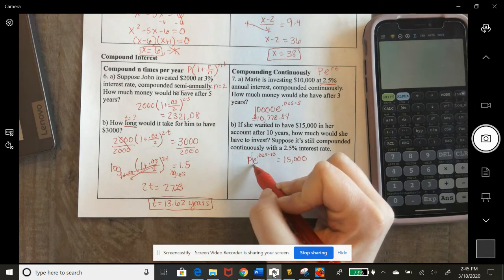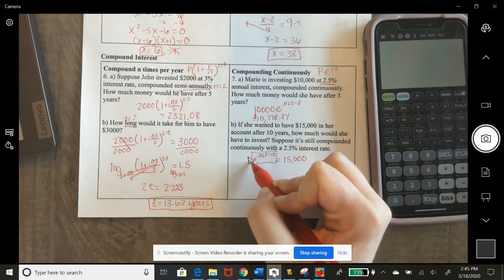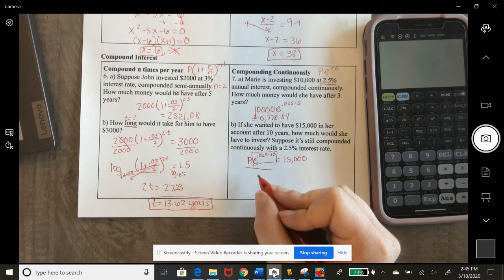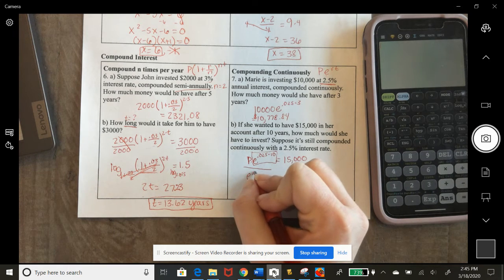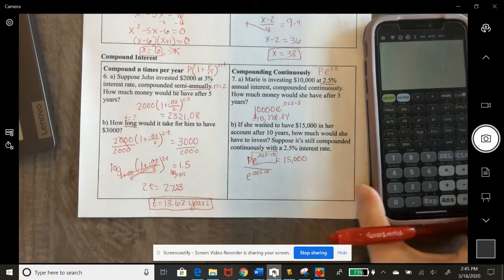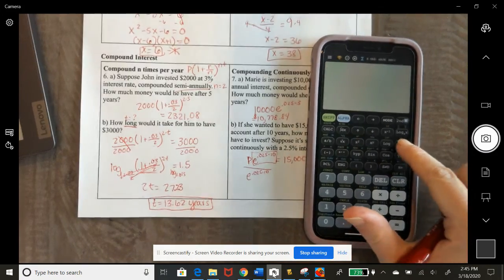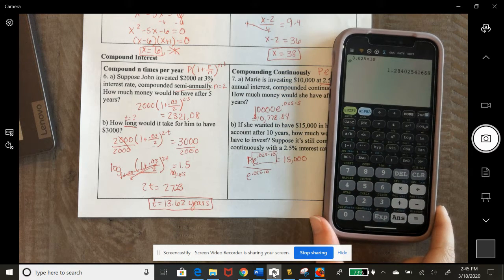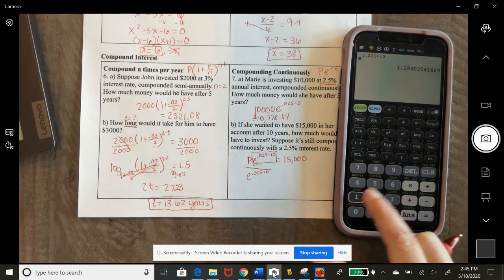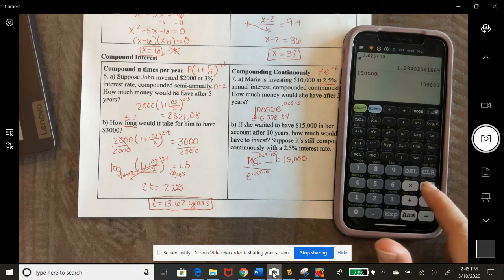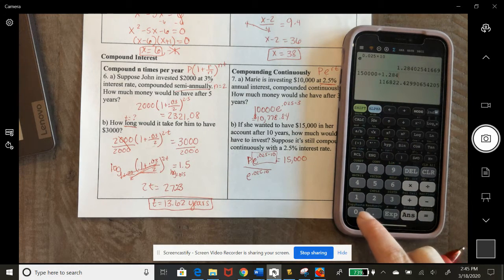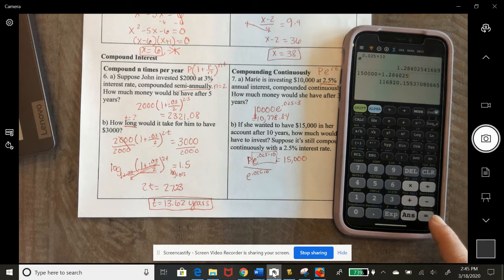So we need to get rid of this, which is being multiplied, so we're going to have to divide by that value. You can either divide by e raised to the 0.025 times 10, or you can go ahead and get that as a decimal. Some people like doing that. Which is about 1.2840. And we're taking 15,000 and dividing 15,000 by that number, 1.284025. So try to just put as close as you can.